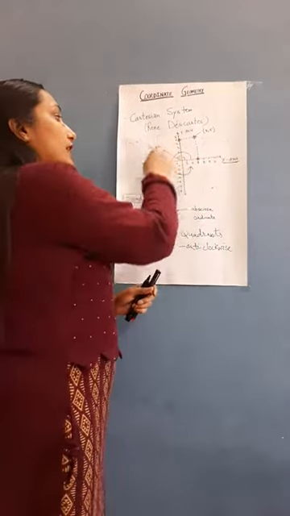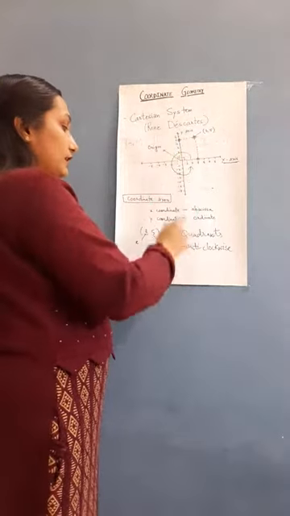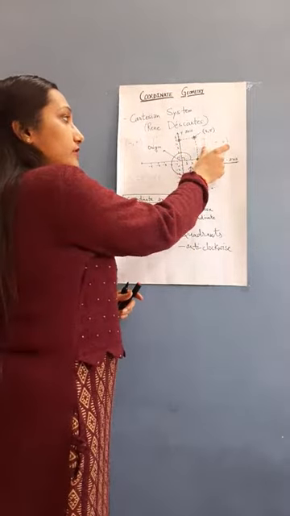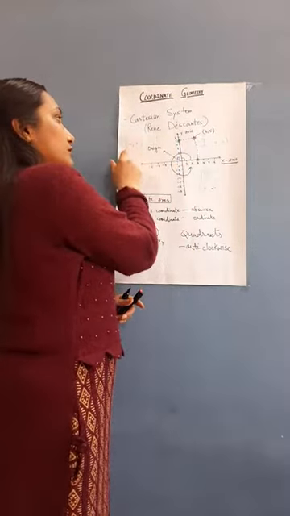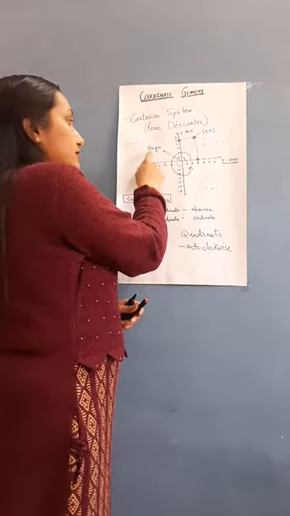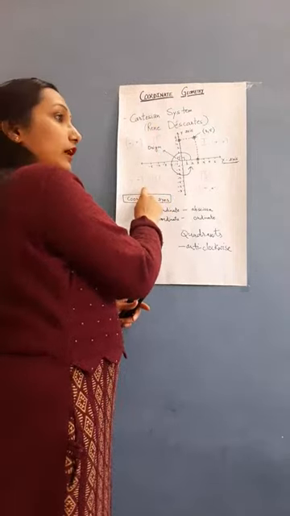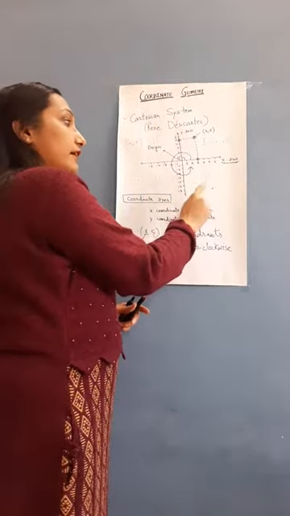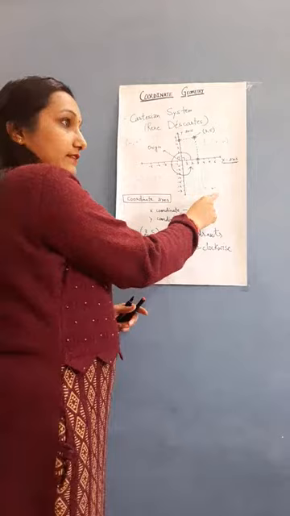They move in the anti-clockwise direction. In the first quadrant, both signs are positive. In the second quadrant, the x-axis is negative and the y-axis is positive. In the third quadrant, both are negative, and in the fourth quadrant, the x-axis is positive whereas the y-axis is negative.